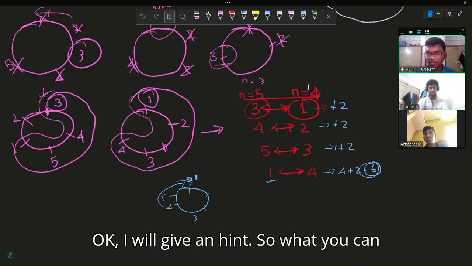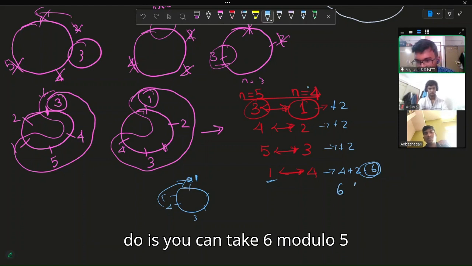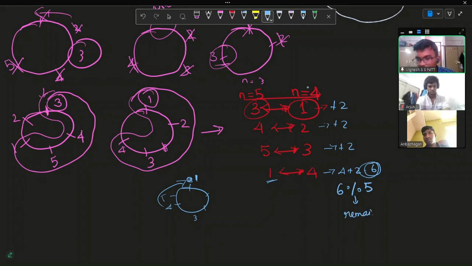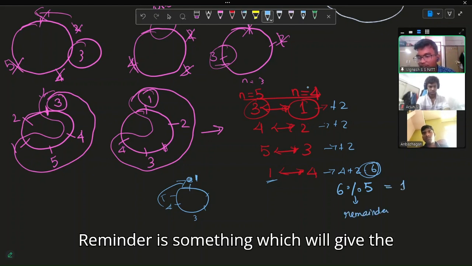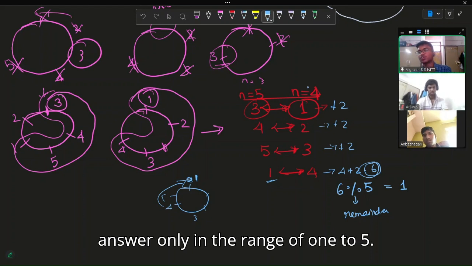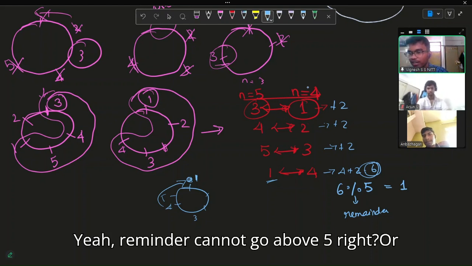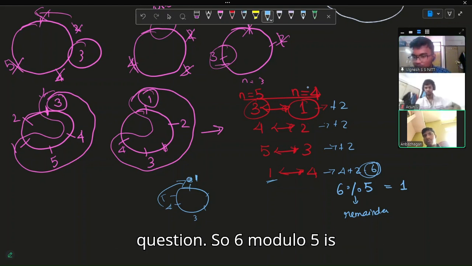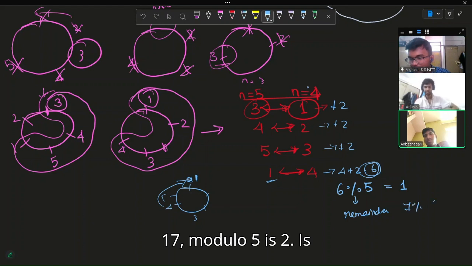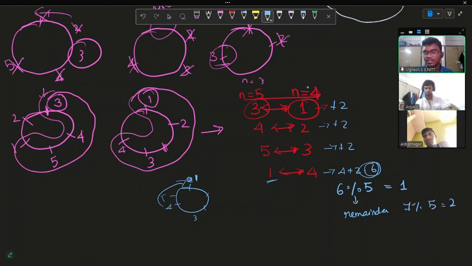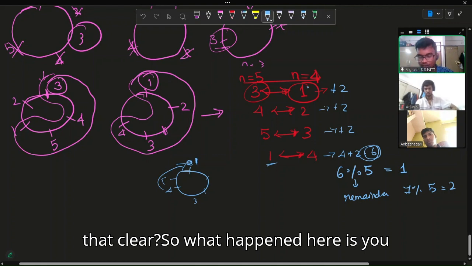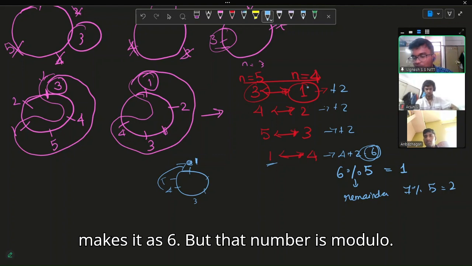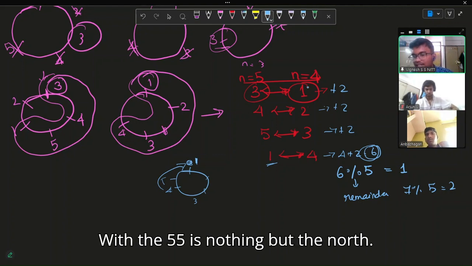Okay, I will give a hint. What you can do is take 6 modulo 5. Modulo means remainder. Remainder is something which will give the answer only in the range of 1 to 5. Remainder cannot go above 5, right? If it goes above 5, that number wraps around into 1 for the question. So 6 modulo 5 is 1, 7 modulo 5 is 2. Is that clear? So what happened here is you are adding plus 2. That plus 2 makes it 6, but that number is taken modulo 5. 5 is nothing but the n.